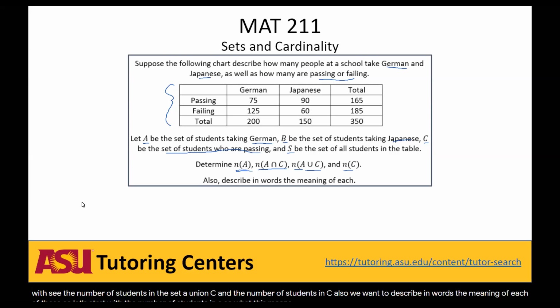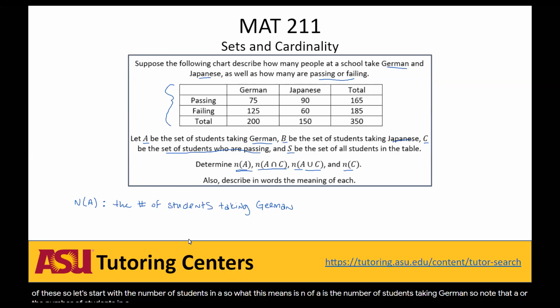So what this means is N of A is the number of students taking German. So note that N of A, or the number of students in A, it doesn't matter whether the student is passing or failing. We don't have that condition in this. It just matters whether they take German or not.